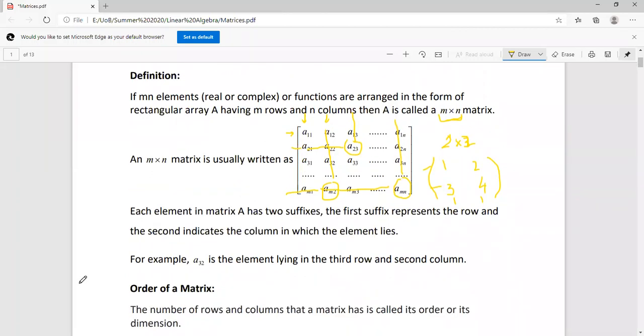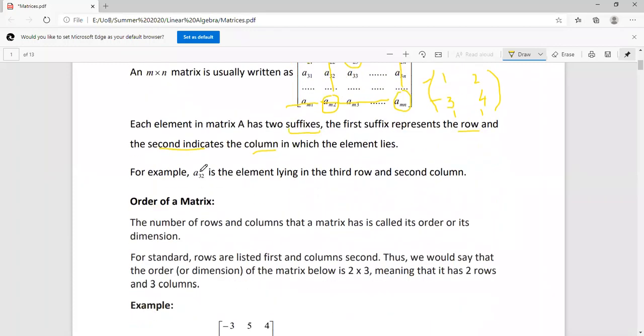So each element of a matrix has 2 suffixes. We call them subscripts as well. And each suffix represents a row and a column. So the first one will give you a row and the second will give you a column which it is in. For example, here A32 is the element in third row and second column.